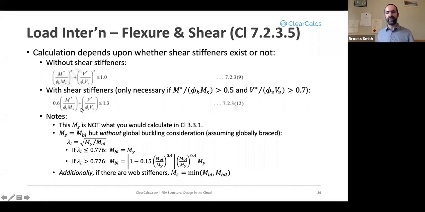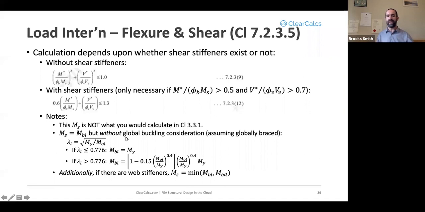With shear stiffeners, you have a slightly different equation as shown on the second line here. Of note, you only need to use this equation if your demand is greater than half of the overall capacity for a moment, and if your shear demand is greater than 70% of your shear capacity. Of particular importance here, the M sub S is not the same M sub S that you calculate in clause 331. It is instead an M sub S equal to M sub BL, equal to your local buckling capacity, but without considering global buckling interaction.